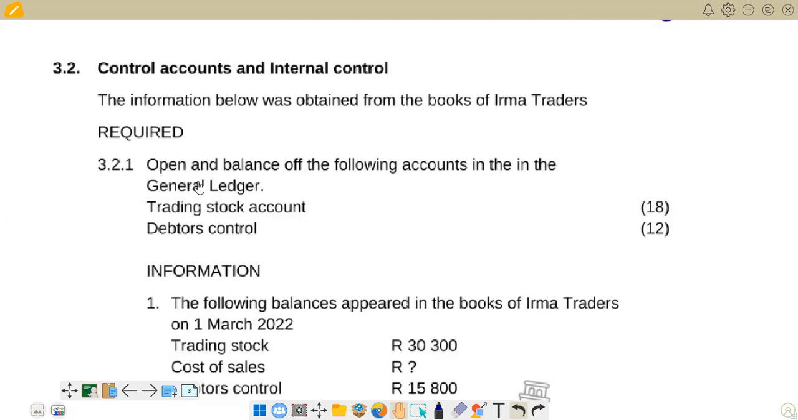The first part requires us to prepare the trading stock account, and then we have got the debtors control account. So these are the questions that we have on 3.2.1. We are going to go through the information and enter them in the trading stock account and the debtors control. Remember, we have got the answer section there where the T accounts are already prepared. So we are just going to go and enter the necessary entries.